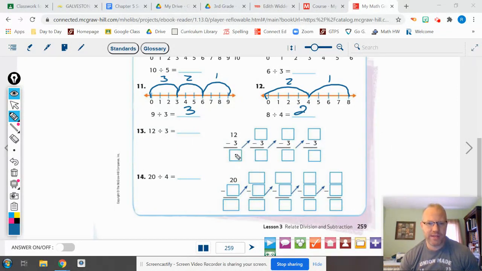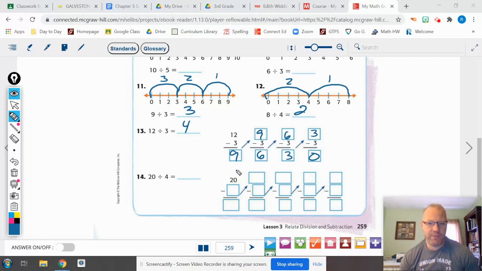12 divided by 3, they're asking us to do this. So 12 minus 3 is 9. 9 minus 3 is 6. 6 minus 3 is 3. 3 minus 3 is 0. So you have how many times? 1, 2, 3, 4. 4 times.